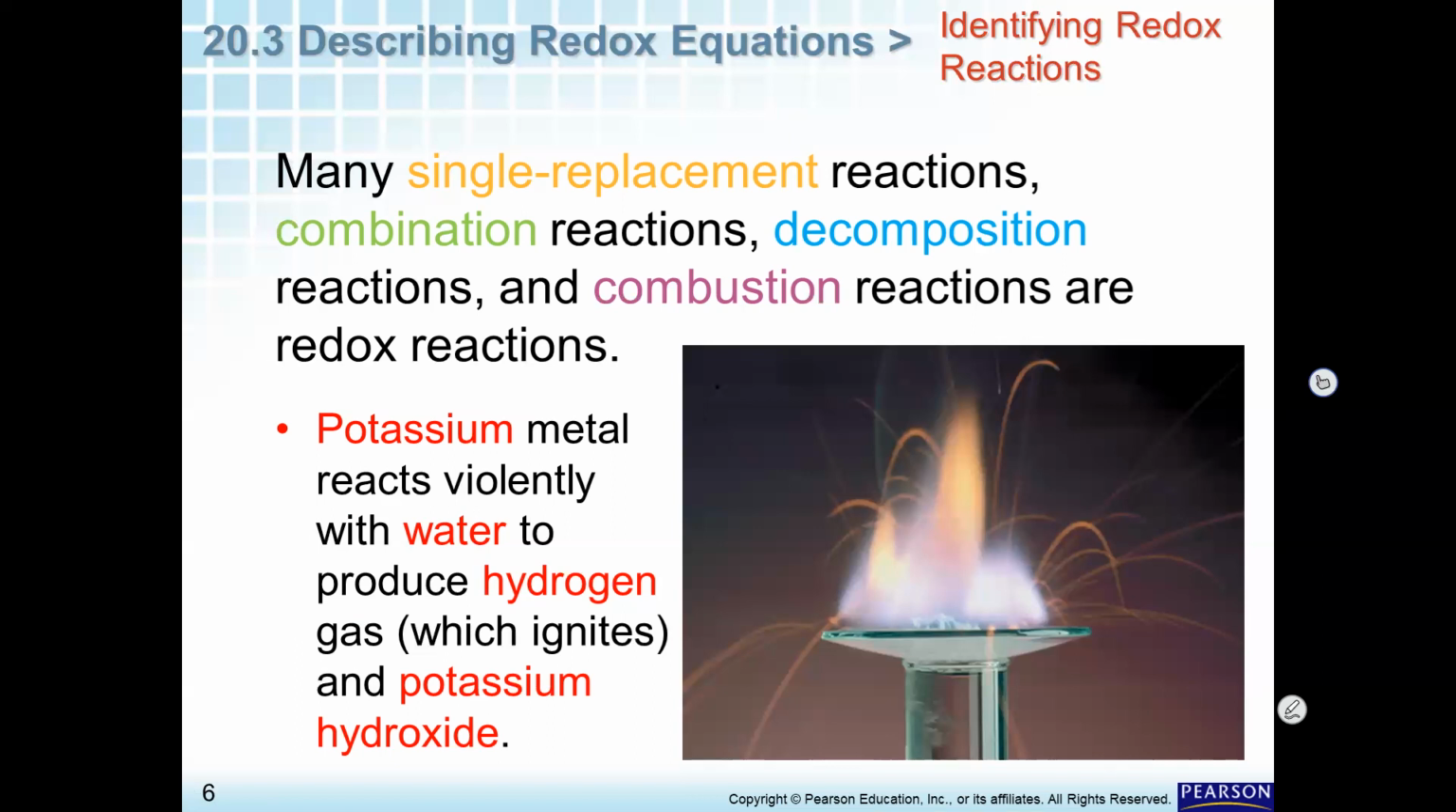Of course we will see examples. If you want to see some examples here, consider that potassium metal reacts violently with water. When potassium reacts with water, what will it produce? It produces hydrogen gas, which is ignited, and potassium hydroxide. Now, potassium originally was what?